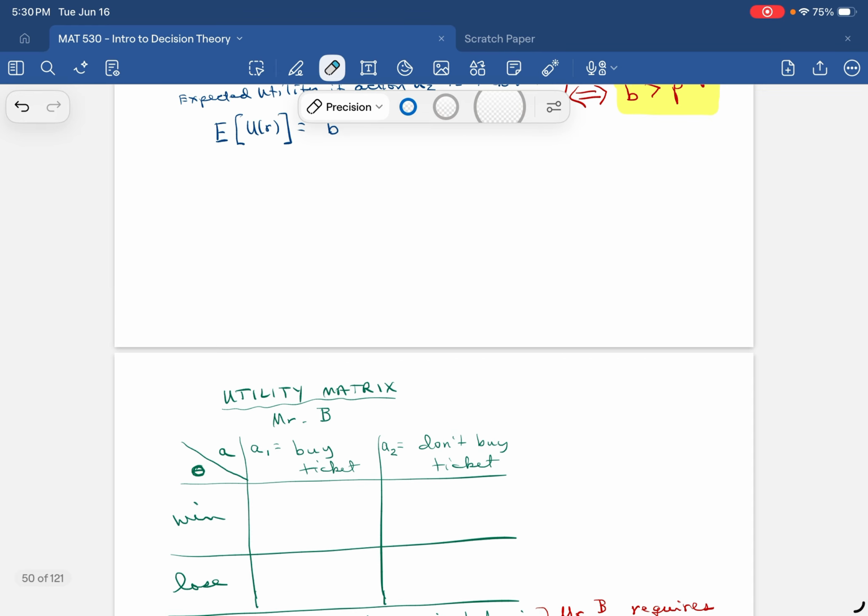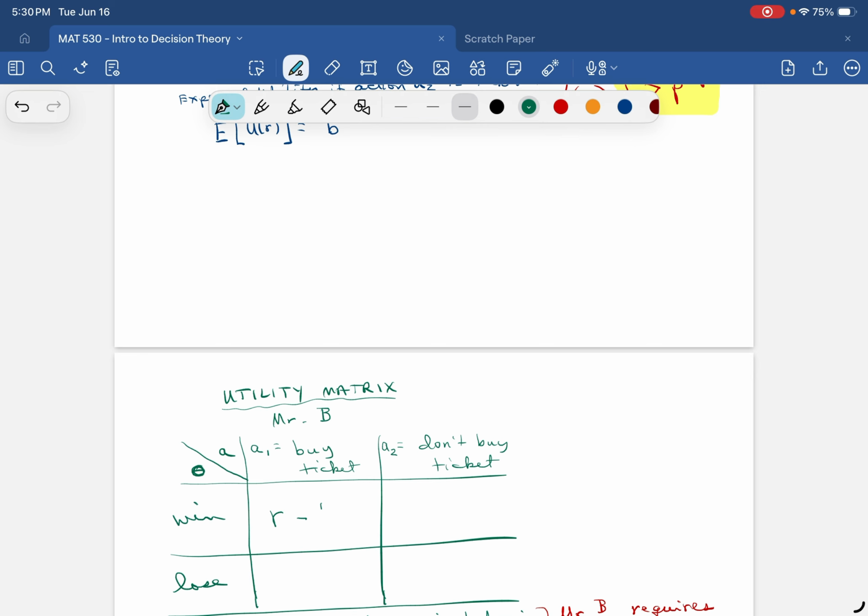So Mr. B has two decisions. A1, buy the ticket. A2, don't buy the ticket. So what if Mr. B buys the ticket and the ticket wins? He buys the ticket, plays the ticket, and the ticket wins. Then he wins the reward of R dollars, but now he had to pay B dollars for the ticket. So his net reward in this transaction would be R minus B.